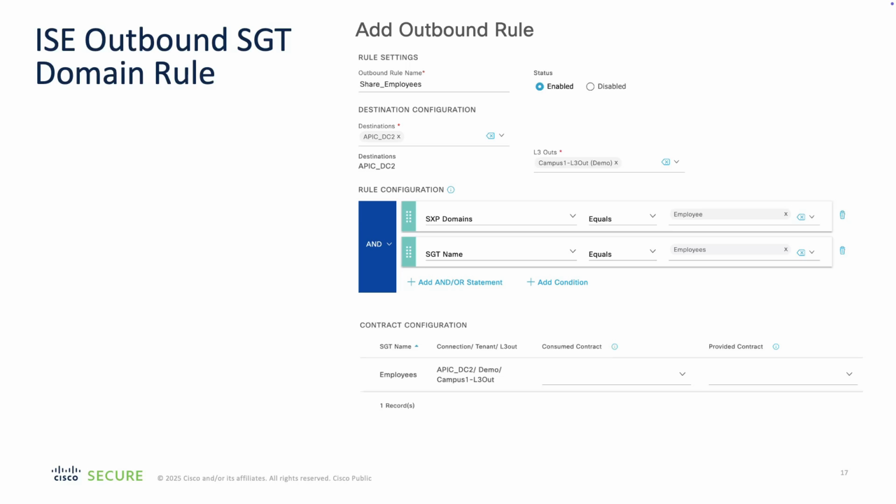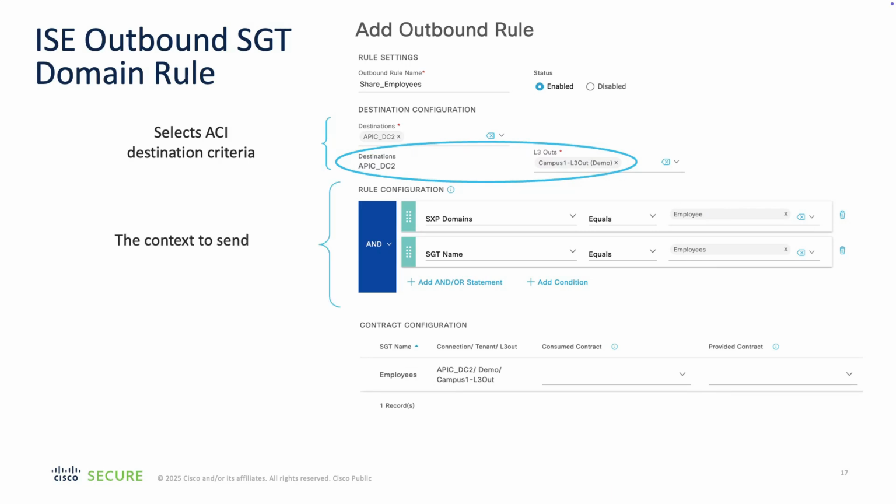So the first thing we do is choose which ACI connection we want to share context with, because you may have multiple data centers, for example. And then it allows you to select the actual L3 out interface on your ACI fabric, because you could share to multiples.